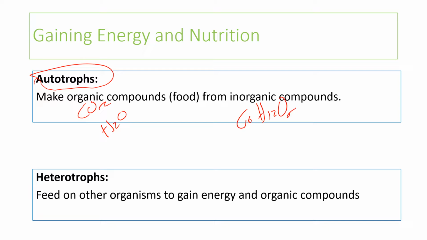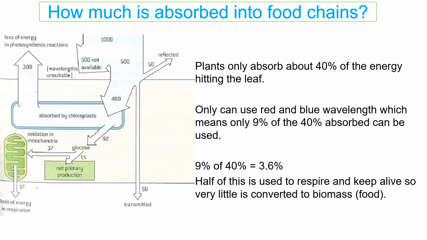So energy is trapped. You need to understand that not all the food chain energy is passed along from each trophic level. Plants only absorb about 40% of their energy. You can see here the energy coming in potentially from the sun, and from all this potential energy, only 400 joules out of the original 1000 actually hit the leaves. A lot of this energy is reflected. Some of it just goes straight through the leaves. It is transmitted.